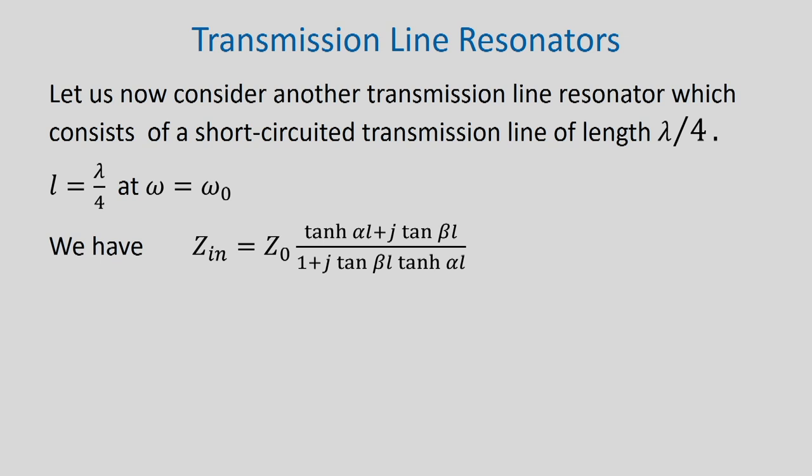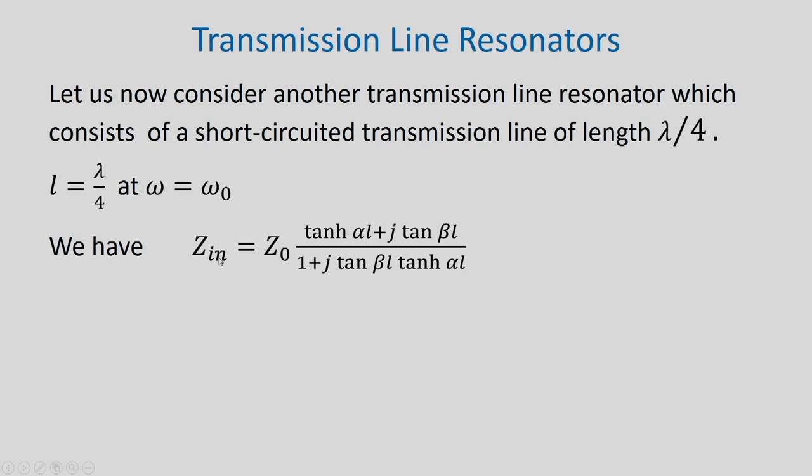Now, the line as before is assumed to be slightly lossy, that means having an attenuation constant of alpha and phase constant beta and characteristic impedance Z naught. So, for such line, we have already seen that we can write Z in equal to Z naught tan hyperbolic alpha L plus J tan beta L divided by 1 plus J tan beta L tan hyperbolic alpha L.